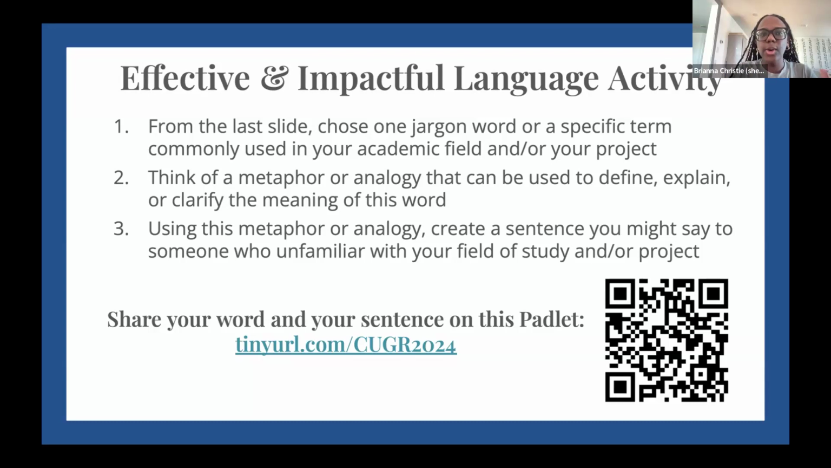Yes. So once you get to the Padlet, from the last slide, choose one jargon word or specific term commonly used in your academic field and or your project. And if there isn't one on the slide that relates to your field or your work, think about one. And so from that, think of a metaphor or analogy that can be used to define, explain, or clarify the meaning of this word. And then using this metaphor or analogy, create a sentence you might say to someone who is unfamiliar with your field of study and or project.